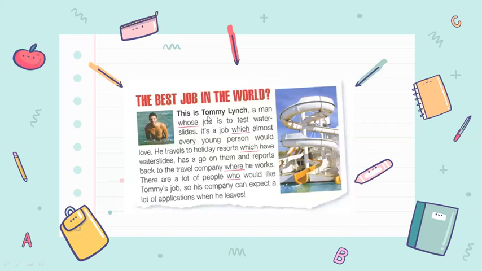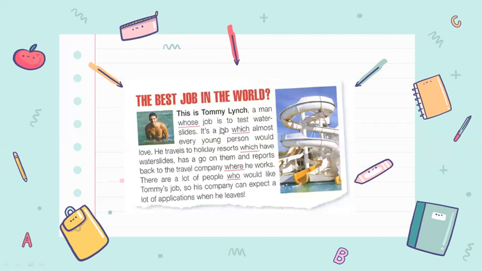We know that his name is Tommy Lynch. We know that he's a man, but also with the help of our relative clause, we are aware of his profession, a man whose job is to test water slides. So we know that Tommy Lynch tests water slides and that this is his job. This way we get a lot more information about the subject that we are speaking on.